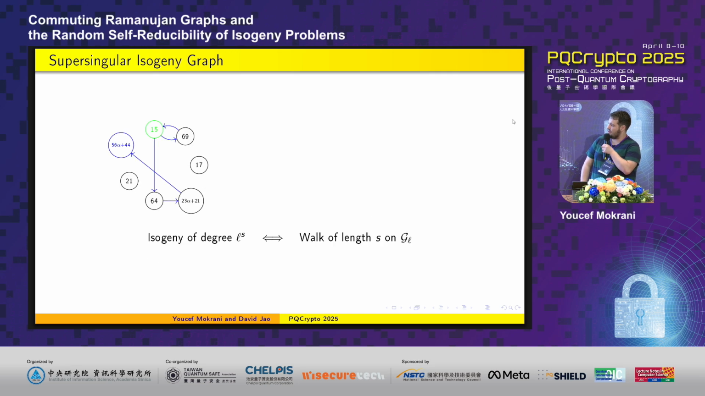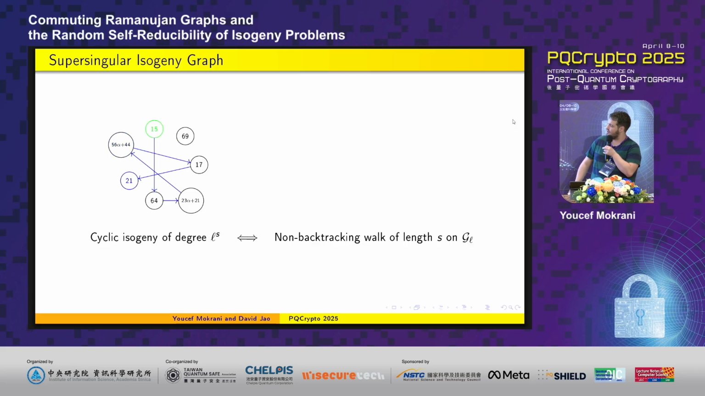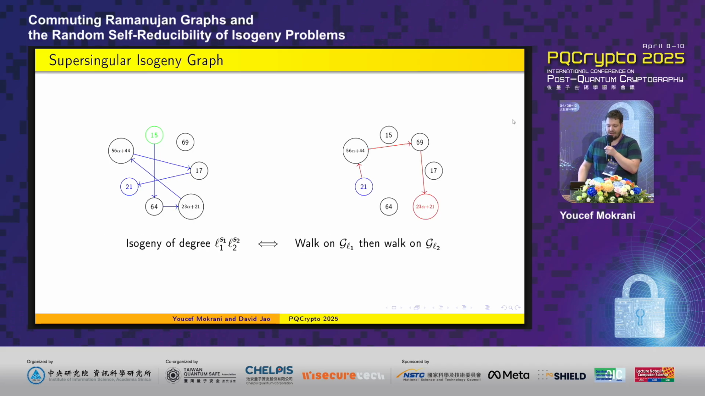And an important property of supersingular isogeny graphs is that you can represent isogenies of degree L^S as a walk of length S on the graph. If you want your isogeny to be cyclic, you just need to stipulate that your walk is non-backtracking. And for example, if you have an isogeny of degree that is not just a power of a prime, you can work one prime power at a time, do a walk on the first graph, fix the last point on your first walk as the first point on your second walk, and just continue walking until you're done with your isogeny.